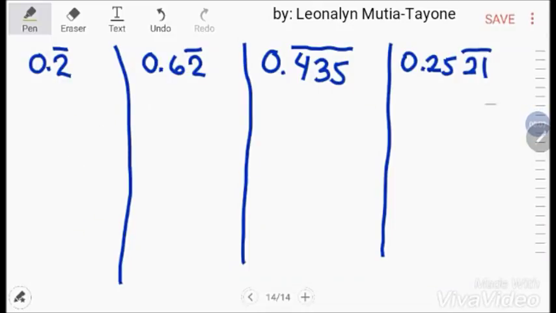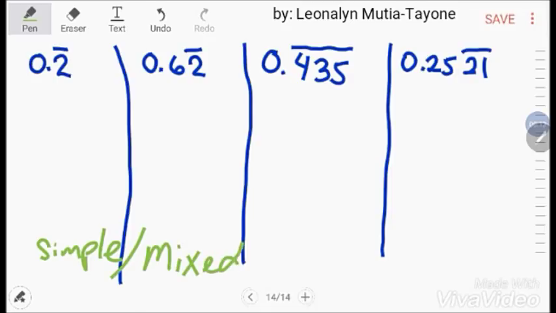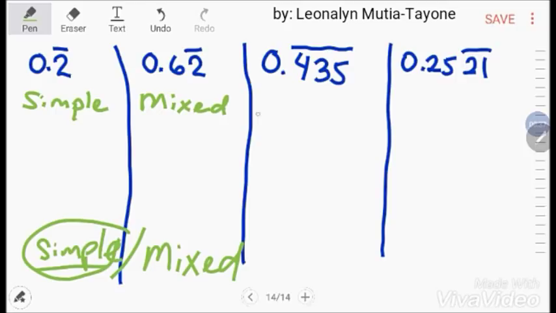First, i-classify muna natin itong apat na decimals na to into simple at mixed decimal numbers. Simple, itong 0.2 na 2-2-2 lang ang repeating numbers, classify natin as simple ito. Ito naman is non-repeating na si 6. Yung 2 ang repeating, may non-repeating at may repeating. This is, we classify this as mixed. Ito naman, lahat repeating and this is simple. Ito naman, may dalawang non-repeating at saka itong 21 ang repeating number. So, we call this as mixed.